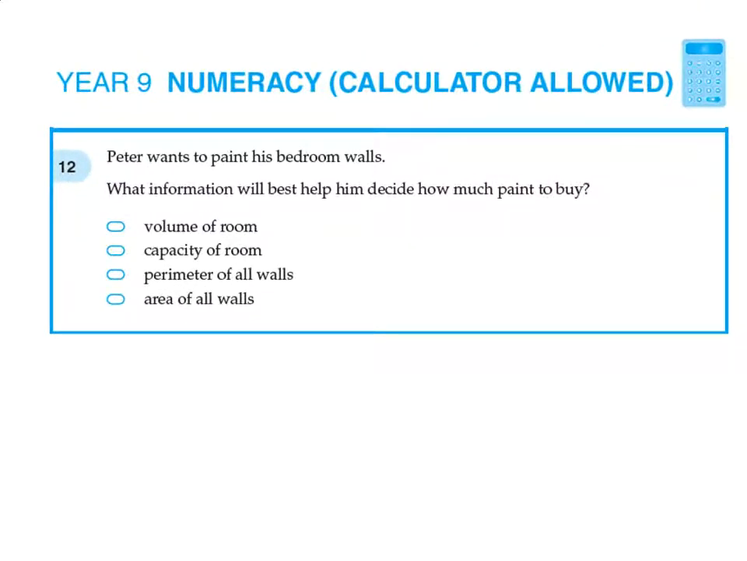Peter wants to paint his bedroom walls. What information best helps him decide how much paint he needs to buy? The first one is the volume of the room, but we don't want volume. Capacity is similar to volume, so we don't need that. Perimeter of the walls, we don't need the perimeter. Area of the walls, that's right, because we paint the walls, so we need to find the area. So that's the answer.